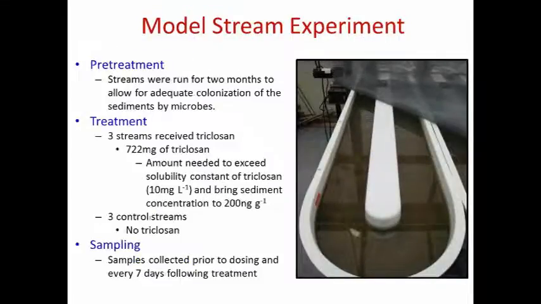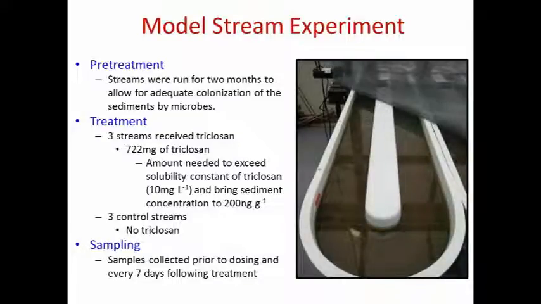So we ran the streams for 2 months before we did anything, just to let the microbes colonize and sort of get stabilized in the stream. Then we chose three of the streams randomly and added a one-time dose of triclosan to three of the streams. Three streams were left as a control.